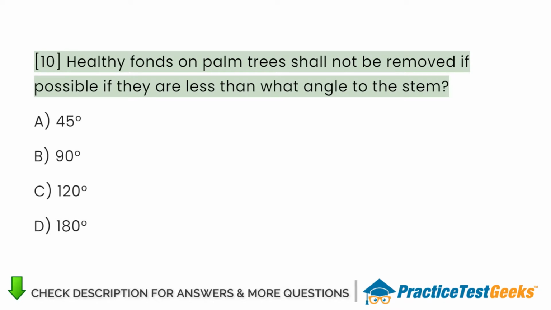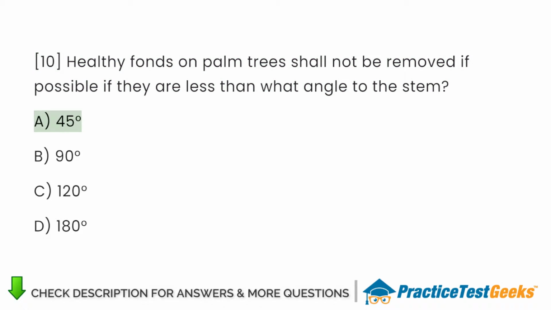Healthy fronds on palm trees shall not be removed if possible if they are less than what angle to the stem? A. 45 degrees. B. 90 degrees. C. 120 degrees. D. 180 degrees.